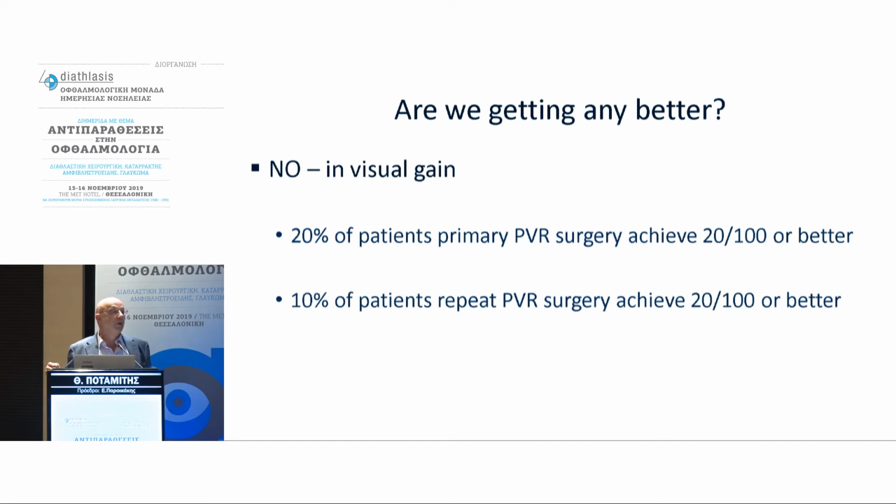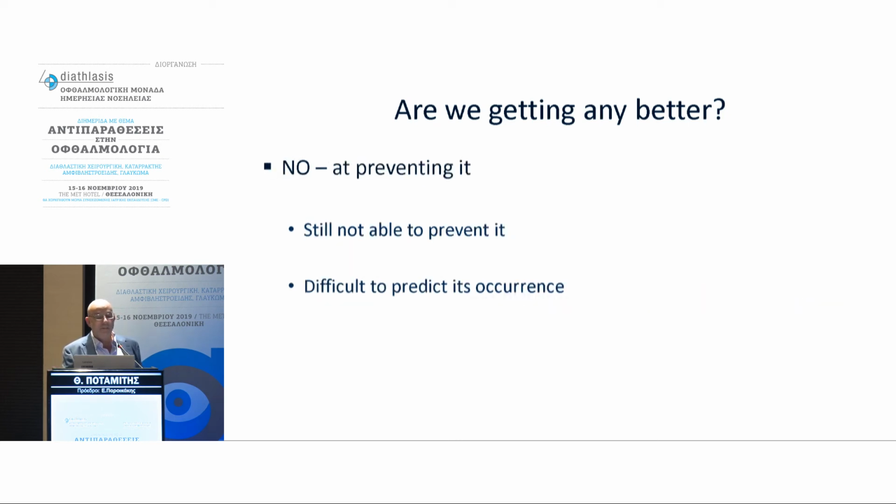Are we getting any better at getting vision? No, we're not. In all the years that PVR has been documented, only 20% of patients with a single PVR surgery will get better than 10 to 100. And only 10% of patients with repeated PVR surgery will get that vision. Are we getting any better at preventing it? No, not really, we're not. PVR still occurs in 5 to 10% of cases.